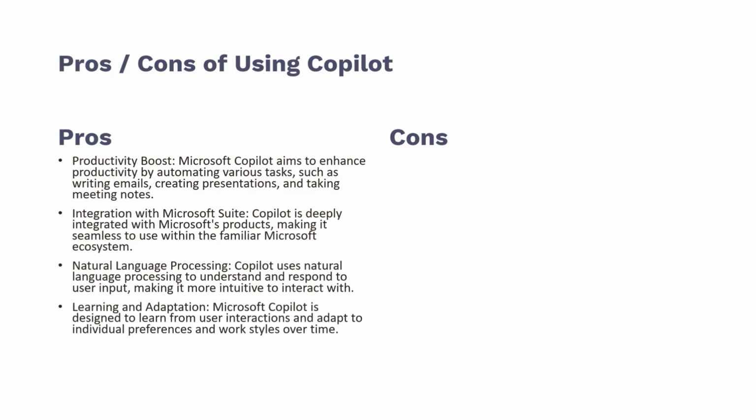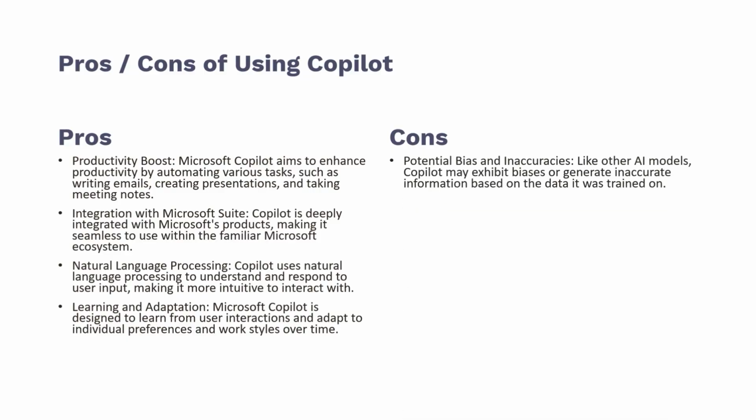And the best part about Copilot is learning and adaptation. It's always designed to learn from our user interactions. So the more questions we ask over time, it starts to understand how we think about our data. Now, some of the cons of using Copilot are, first off, potential bias and inaccuracies, right?